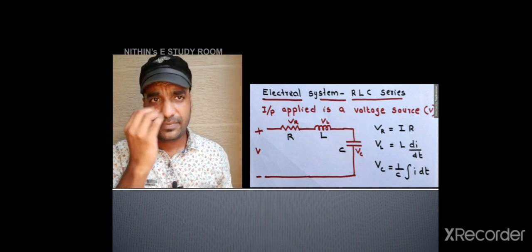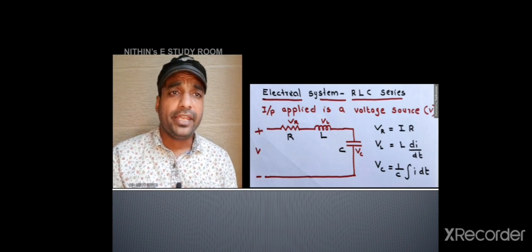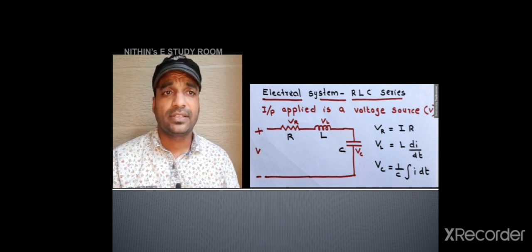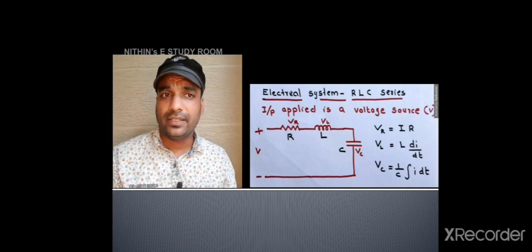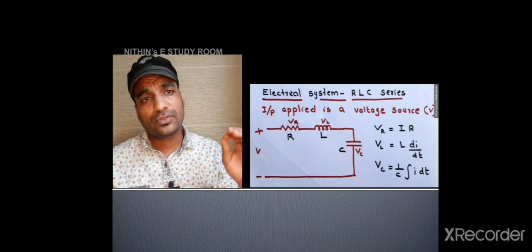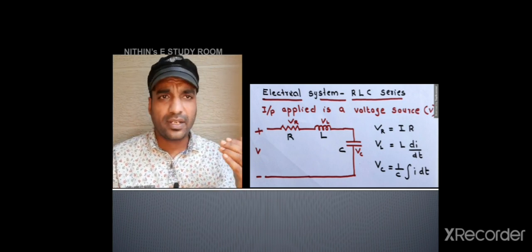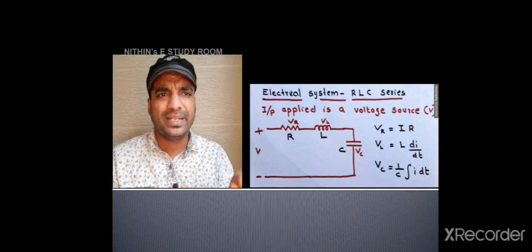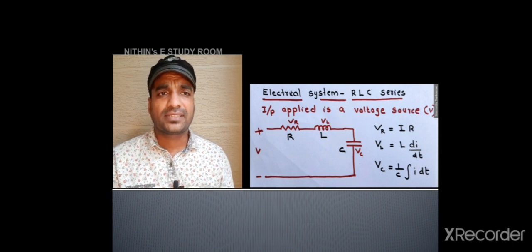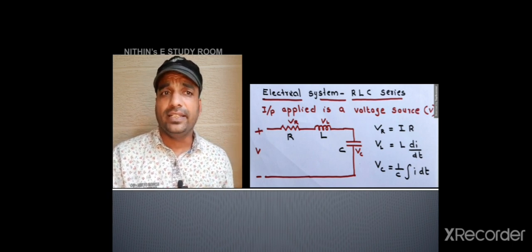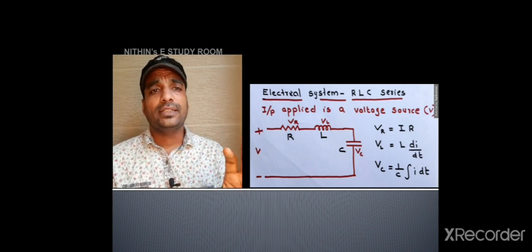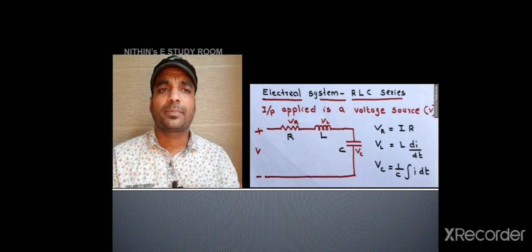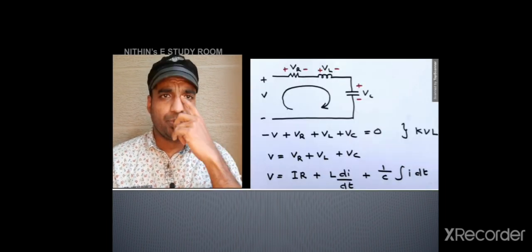What is VR? VR is nothing but I into R, current into resistance. What is the voltage across an inductor? It is nothing but L di by dt. And voltage across a capacitor is also known. I think everybody knows these equations. These are the basic equations from basic electrical theory. So VC, voltage across capacitor, is nothing but 1 by C integral I dt. So these three are the known equations, and the total input voltage will be equal to the sum of VR plus VL plus VC, or we can simply write the KVL equation.